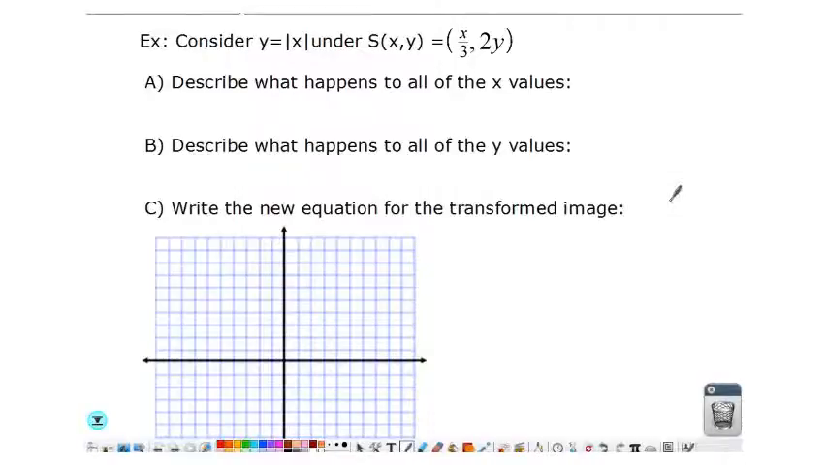Okay, so we're going to talk about how to use scale change mappings to make new equations. The first thing we have is that our scale change is x divided by 3 and 2y. So we're going to describe what happens to our x values and our y values first. Because x is being divided by 3, that's the same thing as multiplying by 1/3. So we're going to say that that is a horizontal shrink of 1/3 because it is less than 1. And because y is being multiplied by 2, it's doubling, we can say we have a vertical stretch of 2.